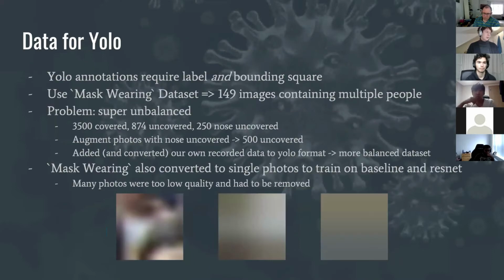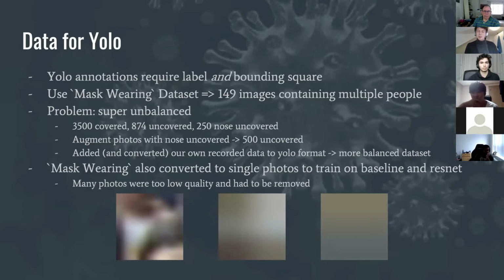Something else we want to discuss is that because 2 of our models are essentially CNNs and one is YOLO, the inputs and outputs are slightly different. So we needed to have data sets that worked on both of them. For here, we started with a mask wearing data set, which was made for YOLO. The difference is mainly that YOLO requires a label and a bounding square, whereas the CNNs just require a label. This data set has around 150 images of multiple people in, which translates to roughly 3,500 covered, 874 uncovered, and 250 uncovered with a nose. And so as you can see, this is extremely unbalanced.